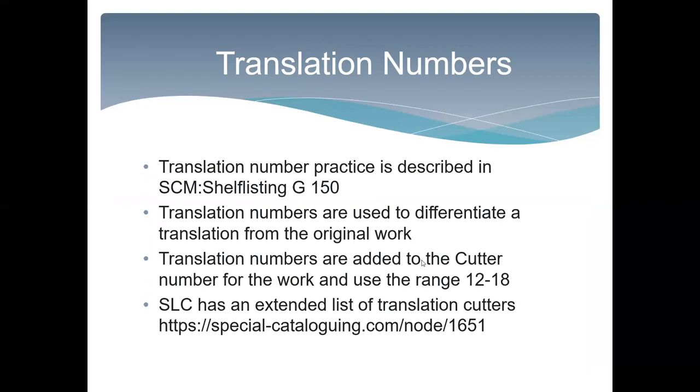Translation numbers, the shelf listing practice is in G150, and these are used to separate the translation from the original work. They are added to the cutter number for the work. They use the range 12 to 18, but SLC has a wonderful list of translation cutters that is a very extended list. So they've done a lot of work to really deal with a lot of different languages.